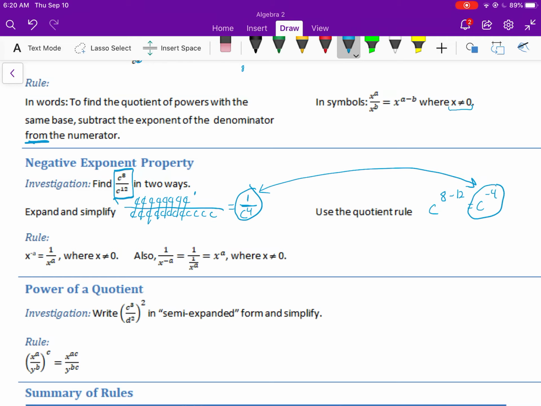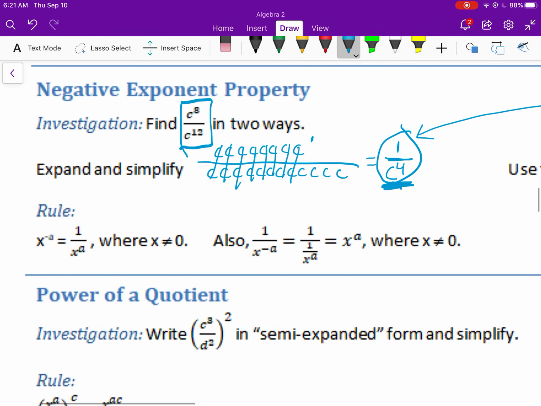So what you can see there is if you have an exponent or a power in the denominator, you can move that base to the numerator because this is kind of like over 1. You can move it to the numerator, but you have to change the sign of the exponent. You must change the sign of the exponent. So here is the rule.